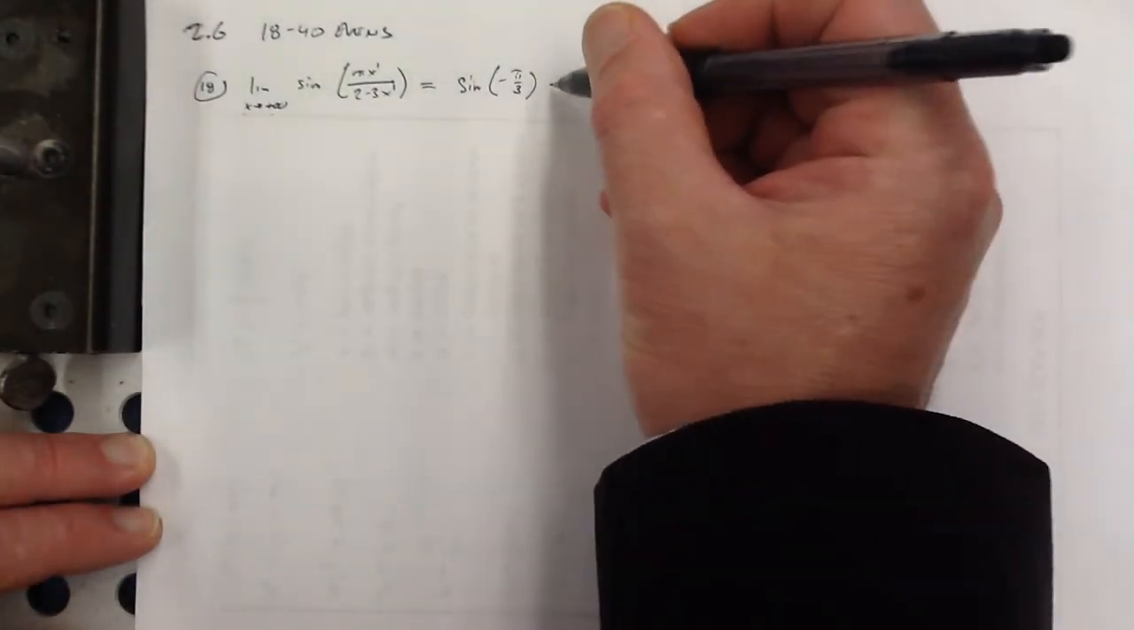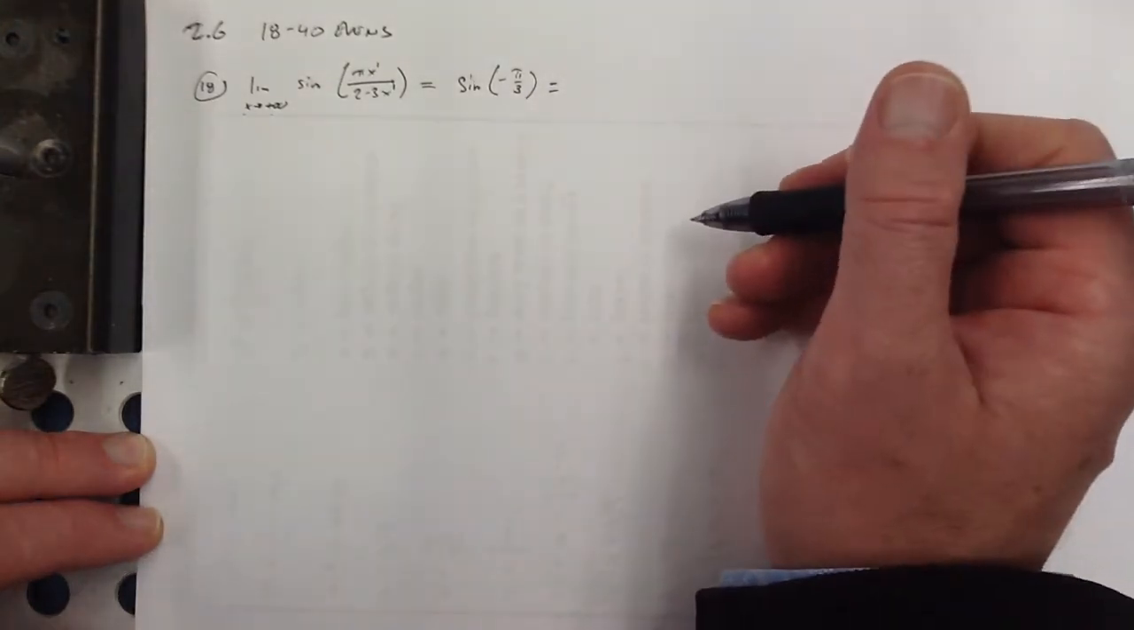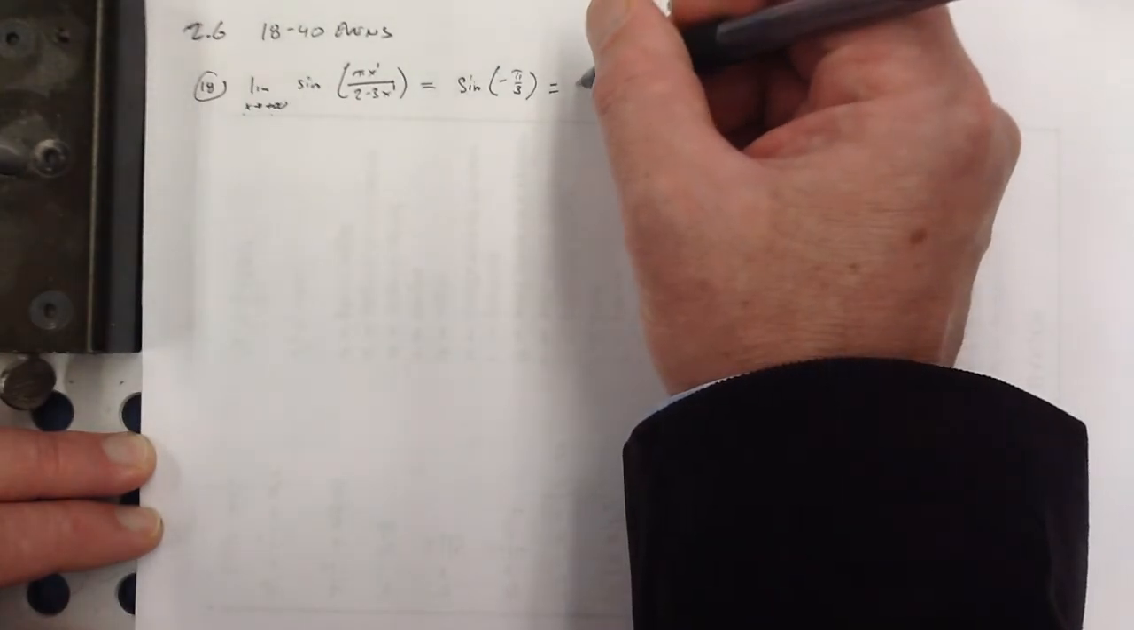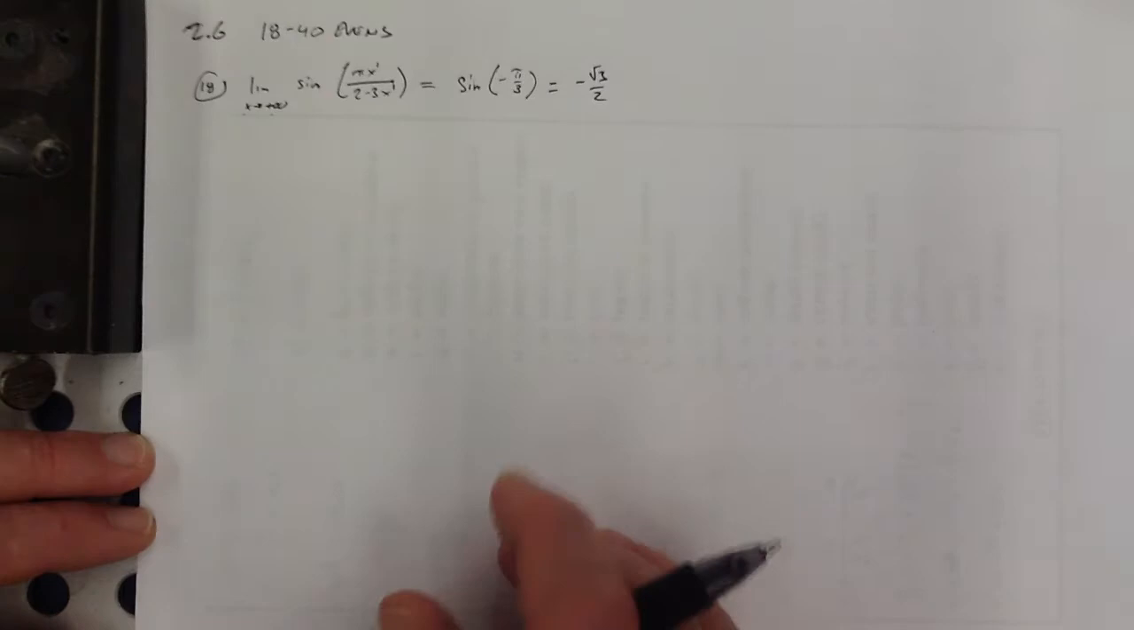So sine of negative pi over 3, I'll give you a second to think about that in case you're just catching up to where this is at. That's negative square root of 3 over 2. All right.